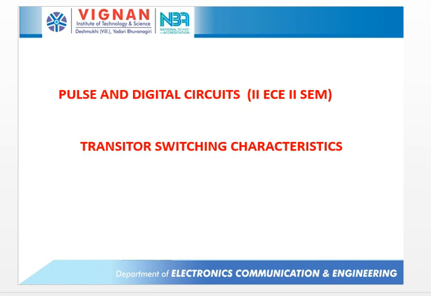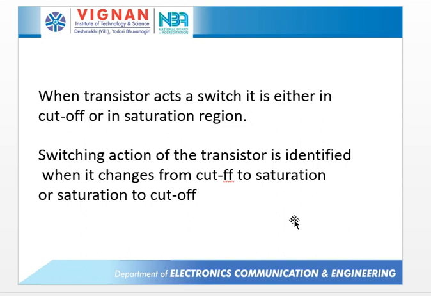Hi everyone. Today we are going to discuss transistor switching characteristics. So what is a transistor? A transistor is a three-terminal device which has two junctions and which is operated in three regions.